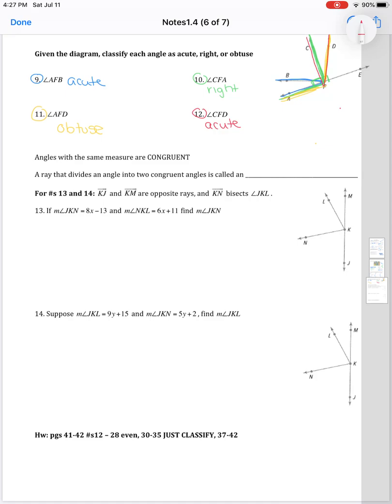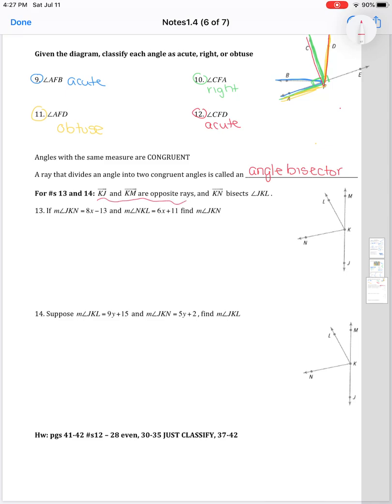So now we've talked about segments in terms of congruence, but when we have angles with the same measure, they're considered to be congruent to each other. A ray that divides an angle into two congruent angles is called an angle bisector. So just like we had a segment bisector for a segment, we now have an angle bisector for an angle.